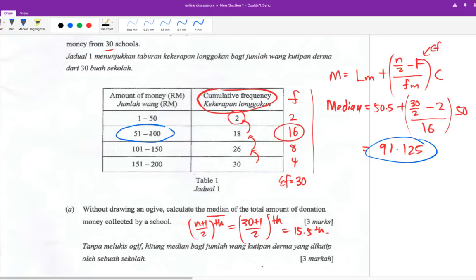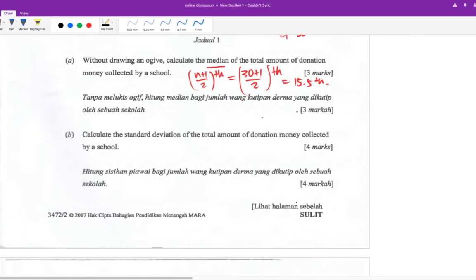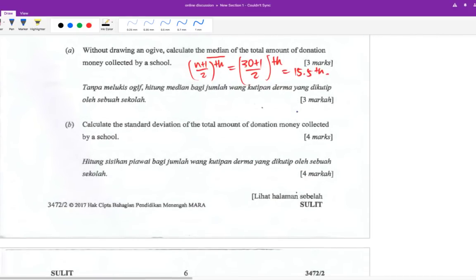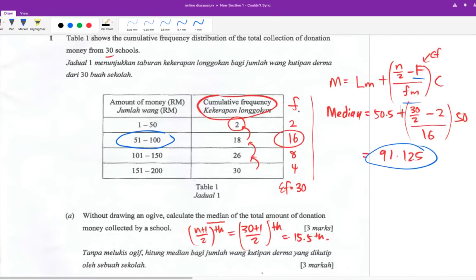Just sub everything into the formula. You just need to know the meaning of each one. Alright, then we go to part B: calculate the standard deviation of the total amount of donation collected by the school. So right now you need to find the standard deviation.